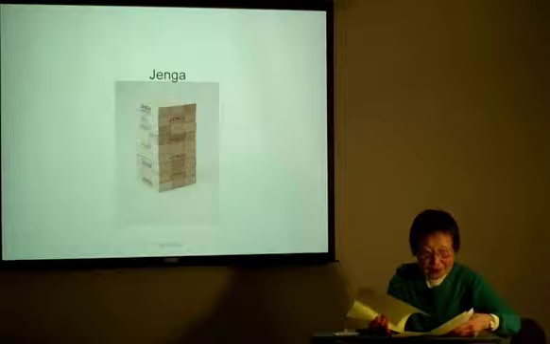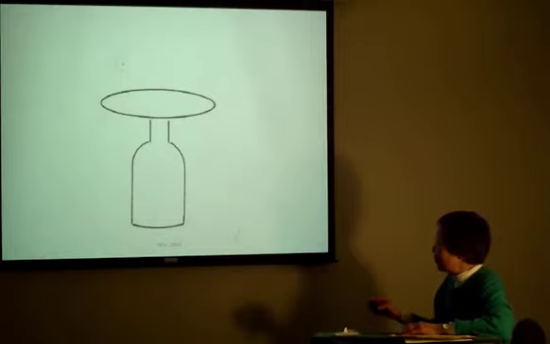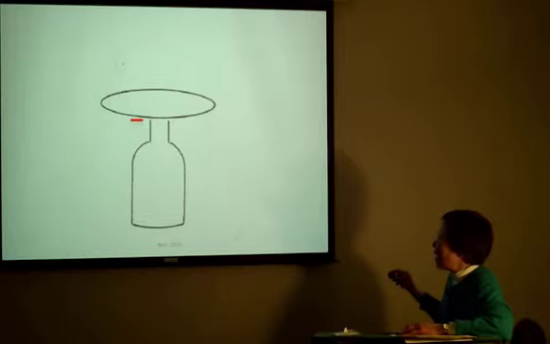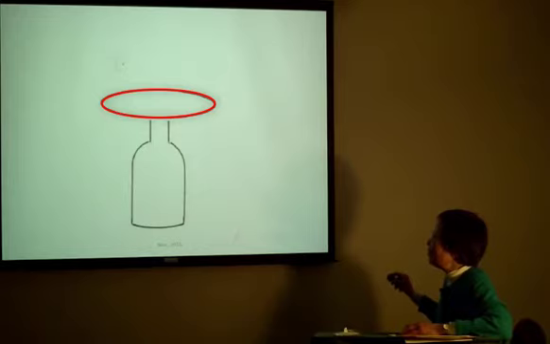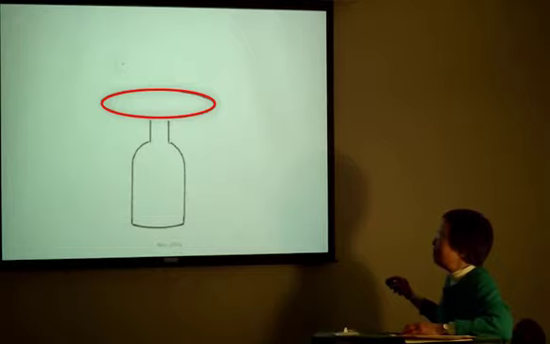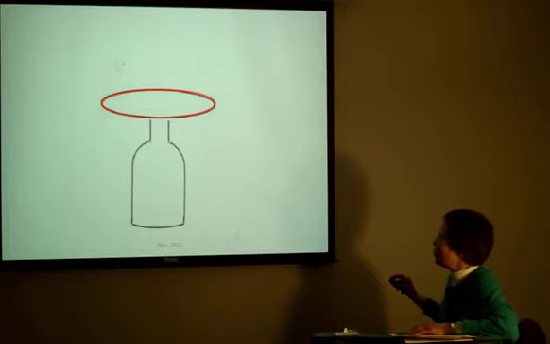Okay, the next example is the balance game. And the materials you use are a simple empty plastic bottle. There are millions of them everywhere. And this is a flimsy paper plate. Don't use an expensive one, because the expensive kind is too stable, and a flimsy one works better for this purpose.